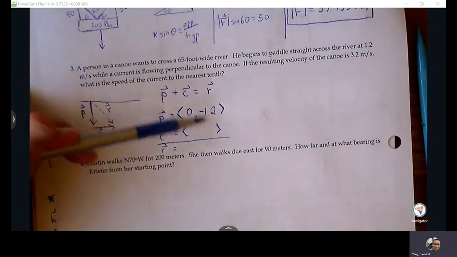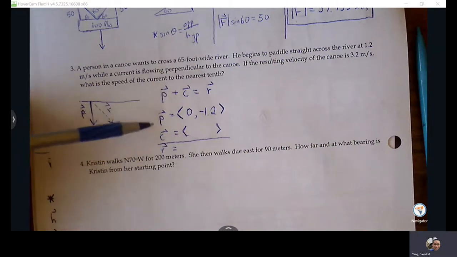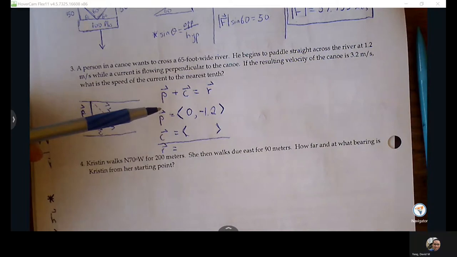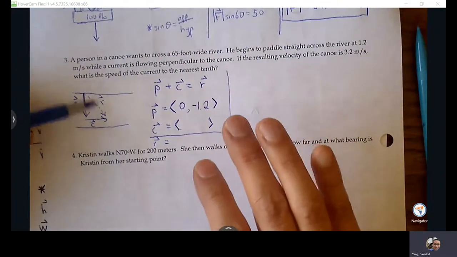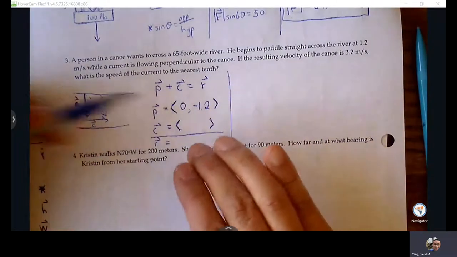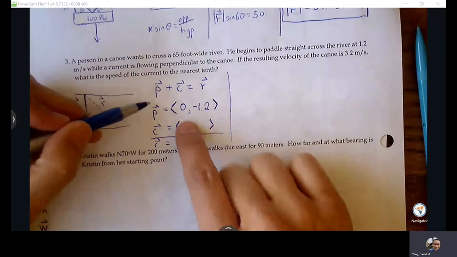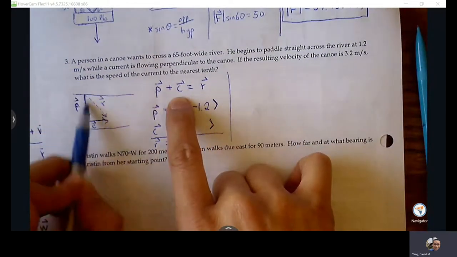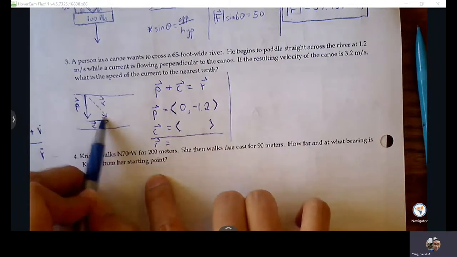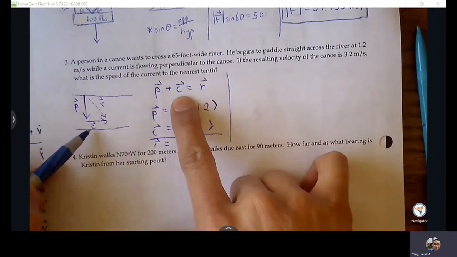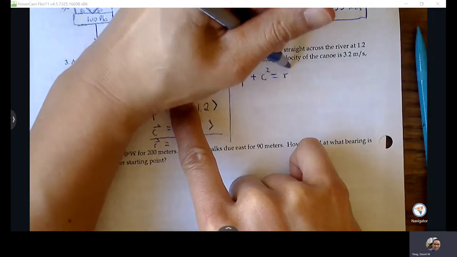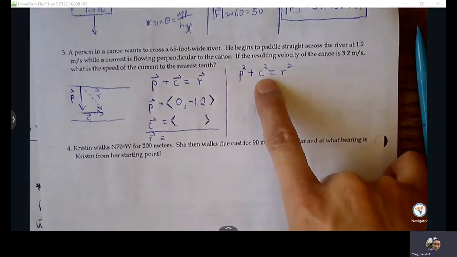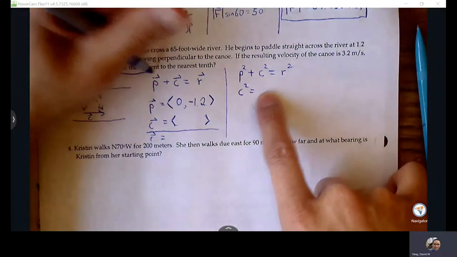Maybe this won't work. If we're working backwards here, it looks like we would not be able to do this with component form. Let me see. Okay, the way the solution key had it was that they just did it on the Pythagorean theorem level, and they did not break it down in component form because it didn't need it. So here the idea is that if I have a right triangle, p squared plus c squared equals r squared. I'm missing that c value, so if I solve for c, my current is what I'm looking for here, the speed of the current.